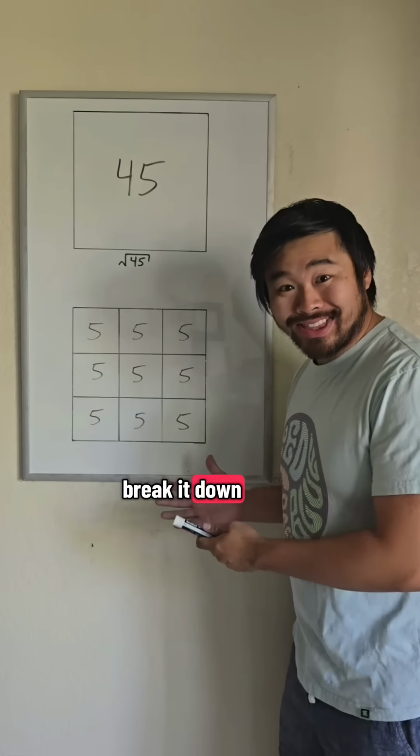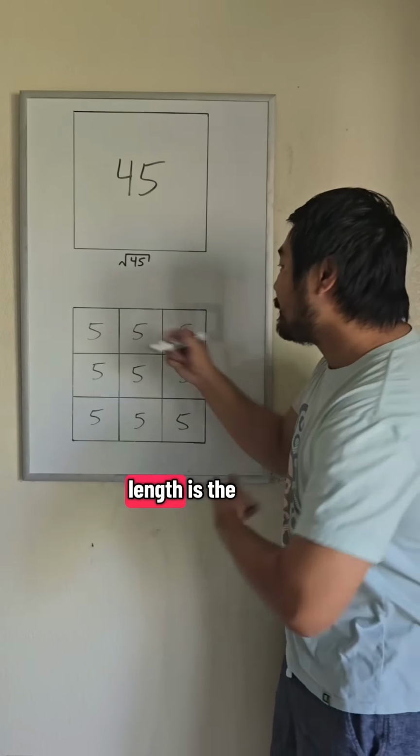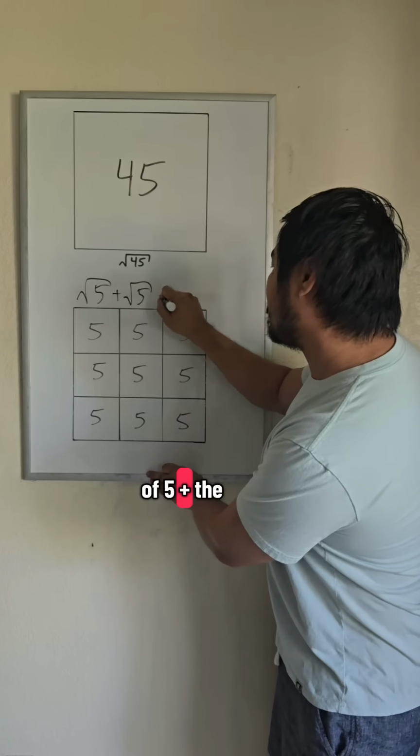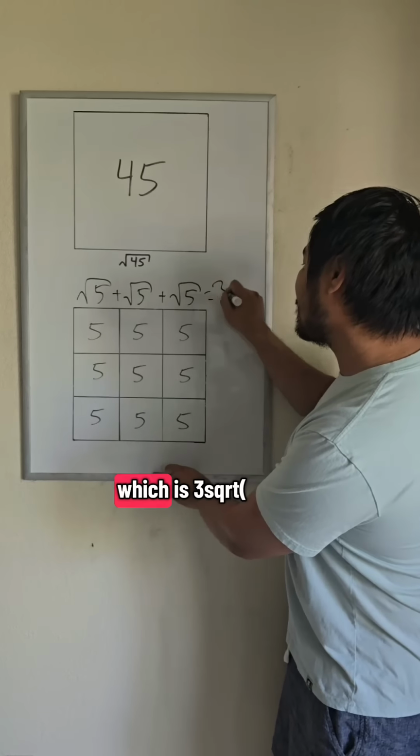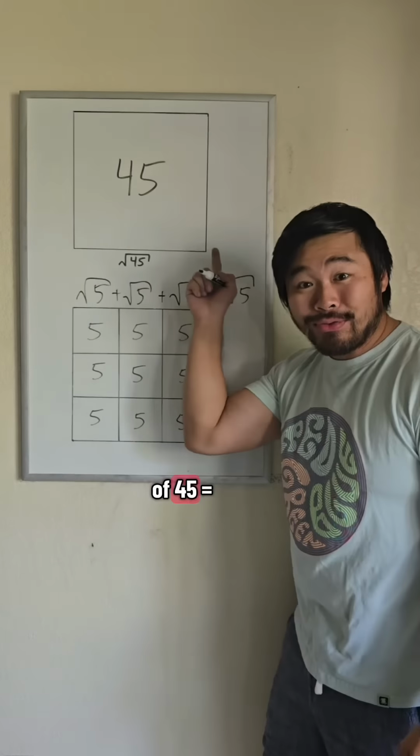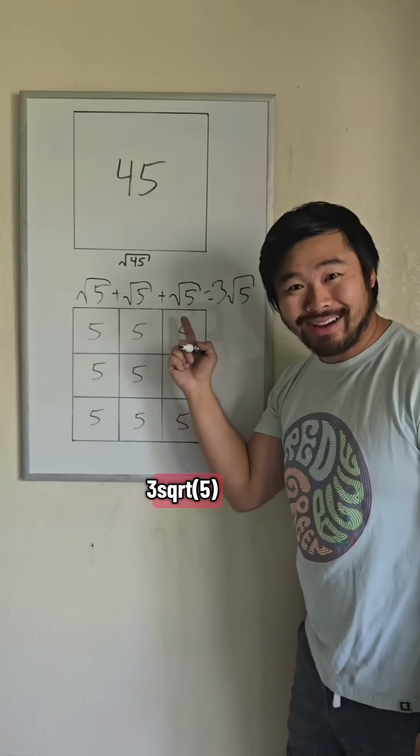So when we break it down like this, I can see that this side length is the square root of 5 plus the square root of 5 plus the square root of 5, which is 3 root 5. So I can see that the square root of 45 equals 3 root 5.